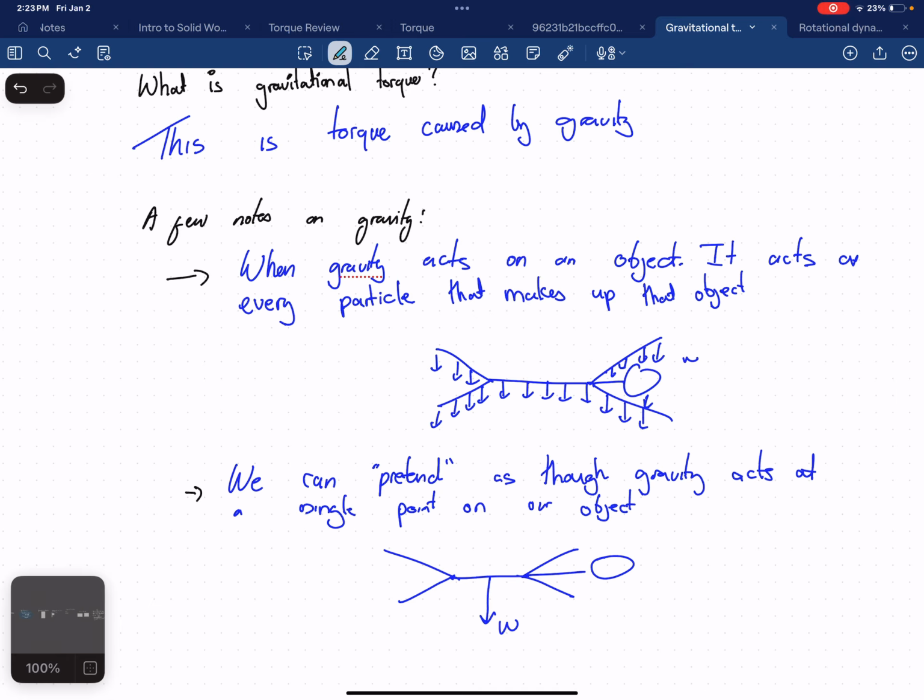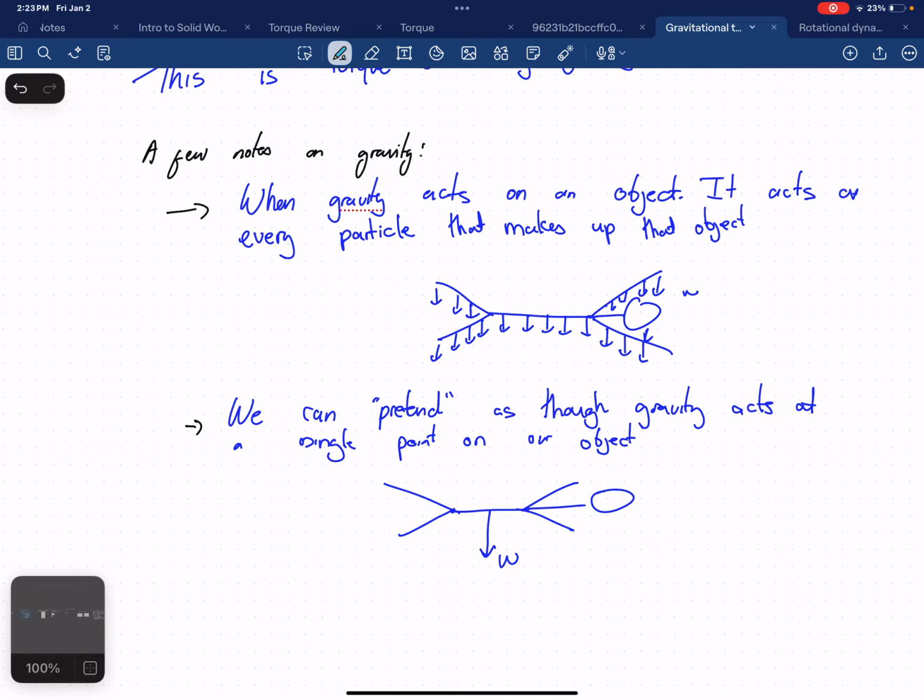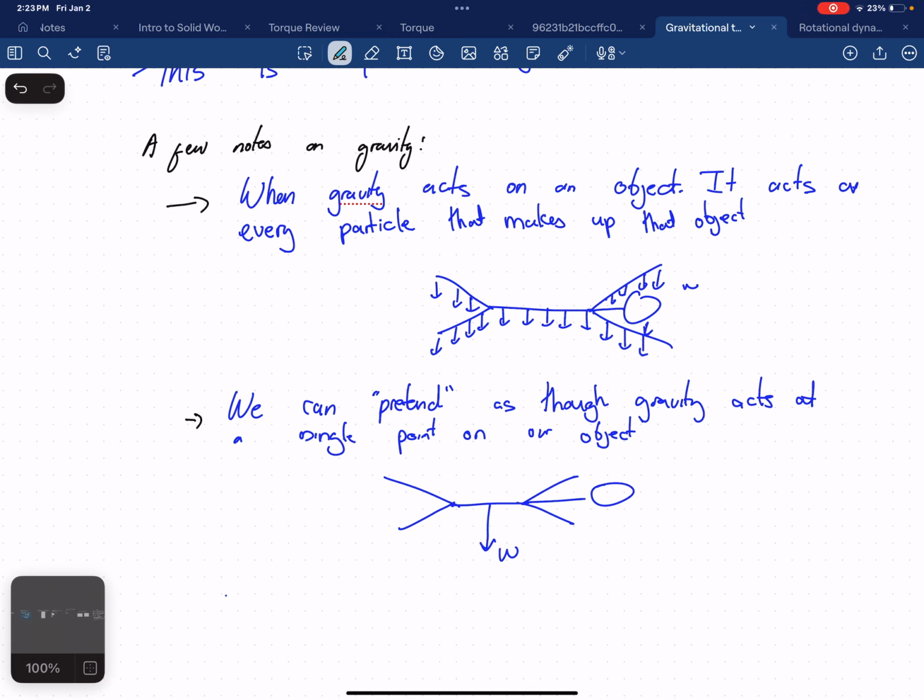In AP, you're not required to mathematically prove this, but this point where we can pretend as though the gravitational force is acting at a particular point is called the center of gravity.